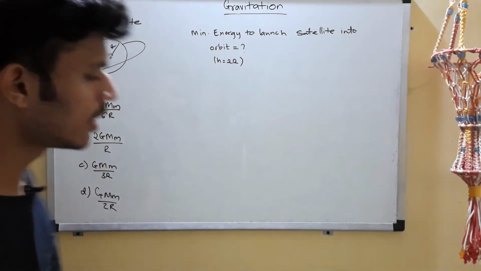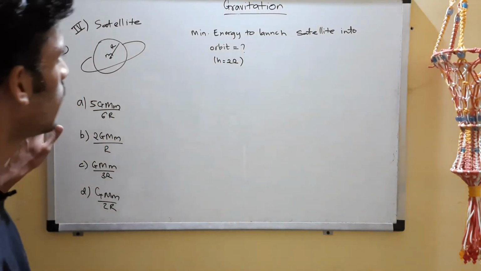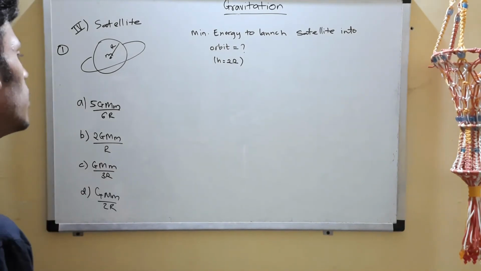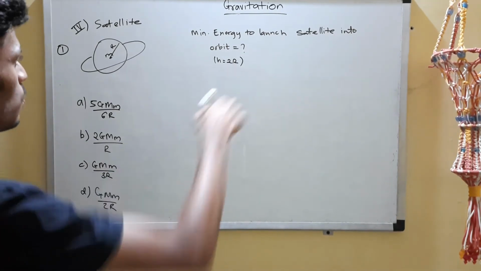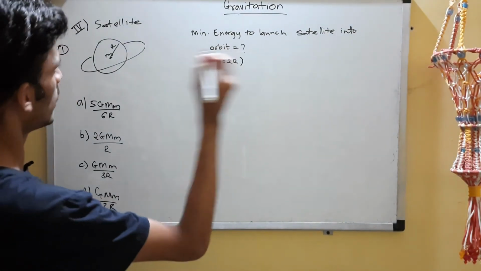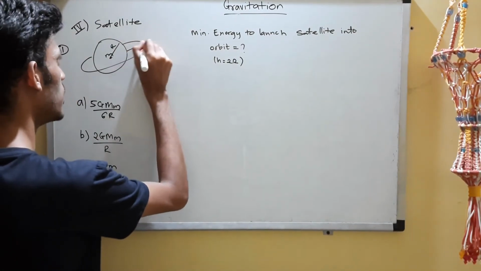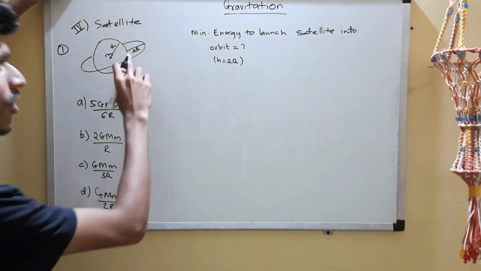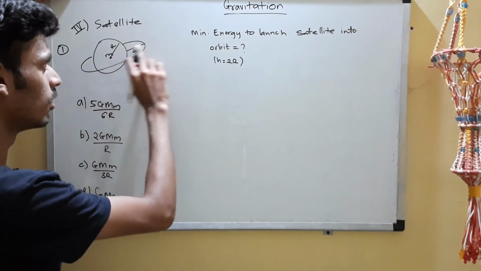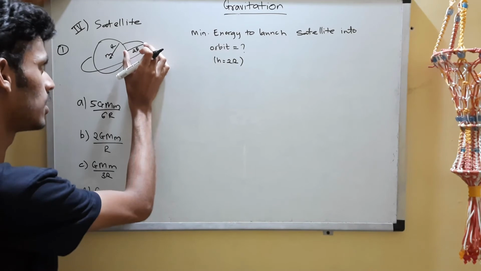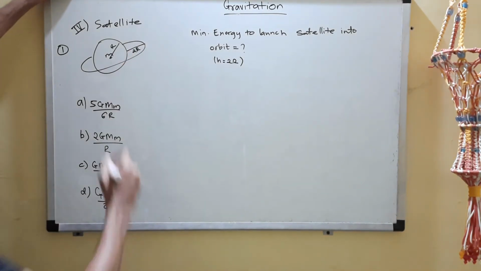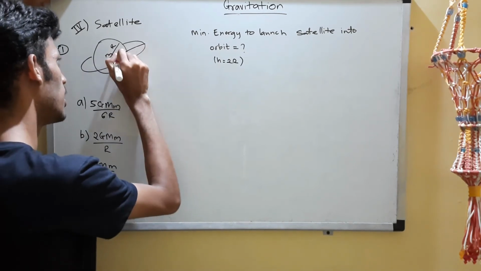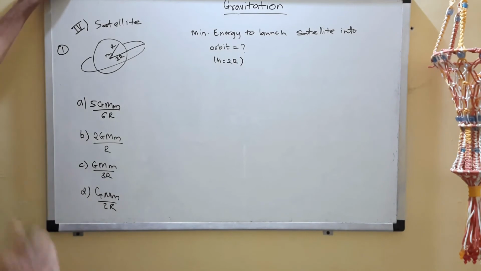Our topic number 4, which is satellite. Okay, so in this question you are told to find the minimum energy to launch a satellite which is on the surface of Earth to an orbit of height 2R. So you want to launch a satellite from the surface to this orbit which has a height 2R. Remember that the height is measured from the surface, right? So this is 2R, not the distance from the center. So the total distance from the center will be R plus 2R, that will be 3R. Okay, so that was a point to consider.